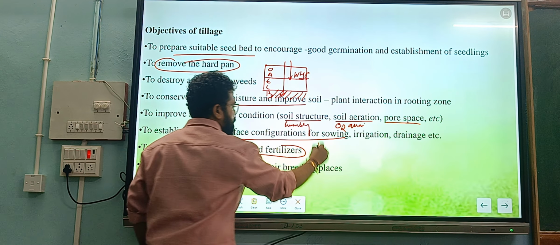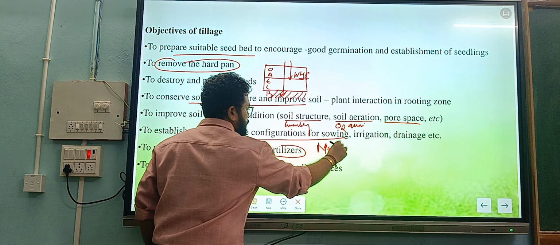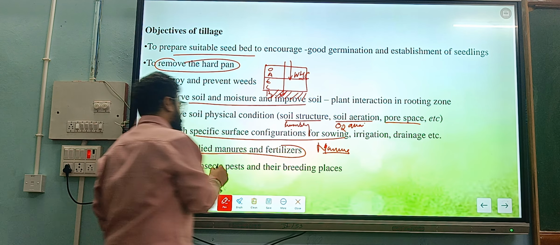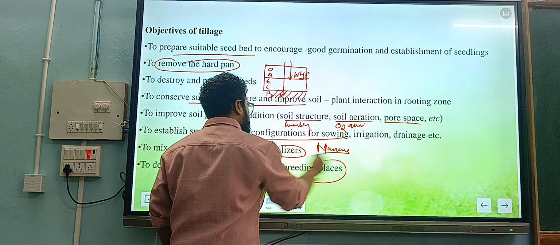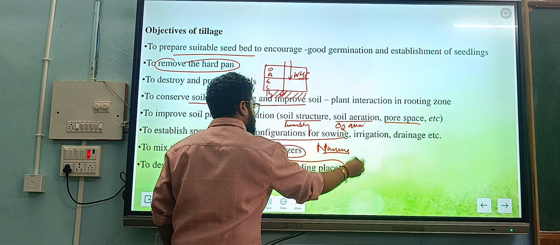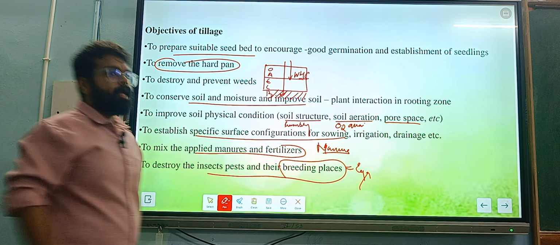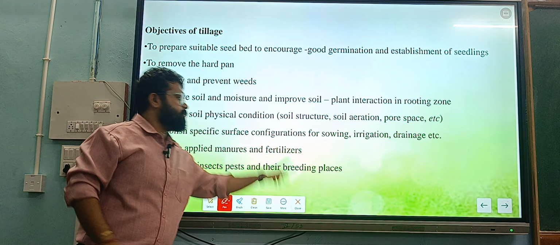Whenever you apply manure in the soil, that can be mixed by the tillage operation. It destroys the pests and insects and their breeding cycle, mainly affecting their egg stages which are present in the soil. These are the objectives of tillage.